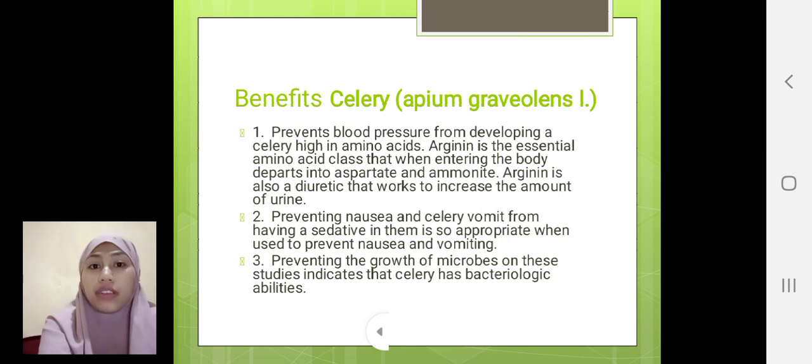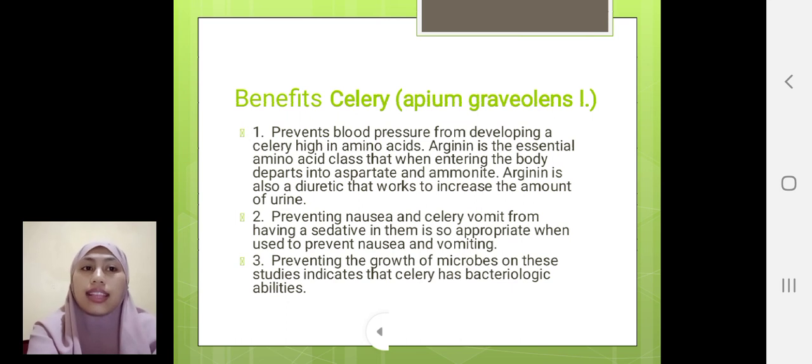Benefits of celery, Apium graveolens L. 1. Prevents blood clots, since celery is high in amino acids. Arginine is an essential amino acid that when entering the body is converted into aspartate and ammonia. Arginine is also a diuretic that works to increase the amount of urine. 2. Preventing nausea and vomiting, since it has a sedative in it, so it is appropriate to use to prevent nausea and vomiting. 3. Preventing the growth of microbes, as studies indicate that celery has antibacterial abilities.